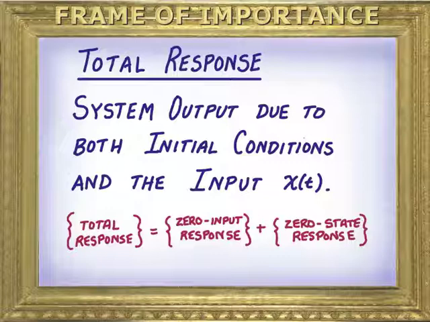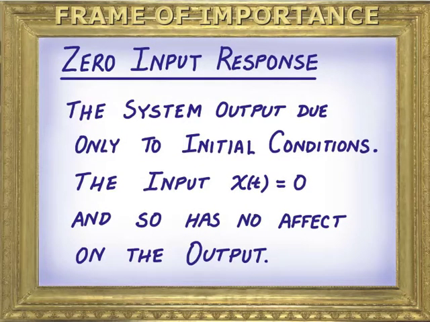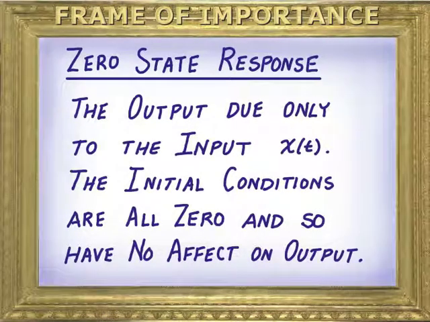So our job in finding the total response is to find these two different quantities, the zero input response and the zero state response. The zero input response, of course, is the system's output due to initial conditions alone. So the input x of t is 0 and has no effect on the output when we're determining the zero input response. On the other hand, the zero state response is the output due to the input alone. The initial conditions are all 0 when determining the zero state response. They have no effect on the output.